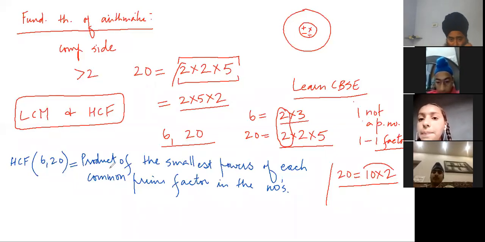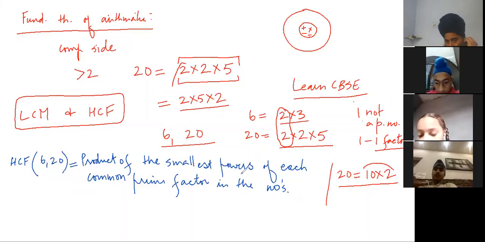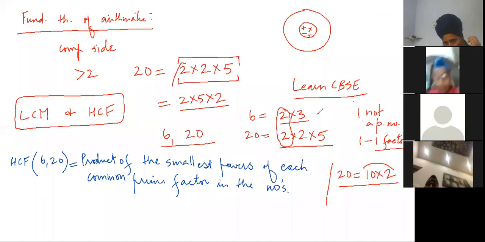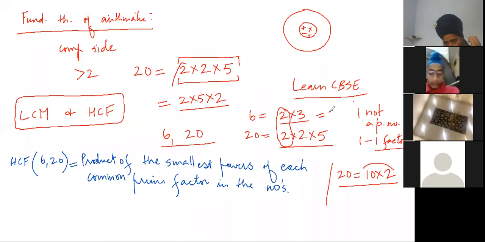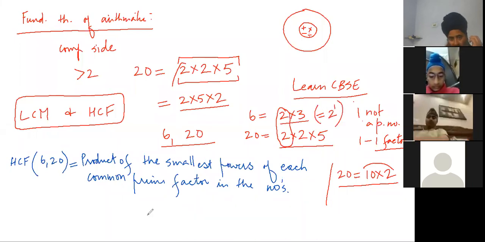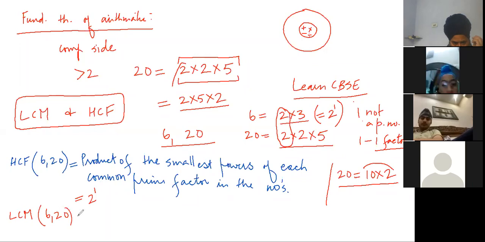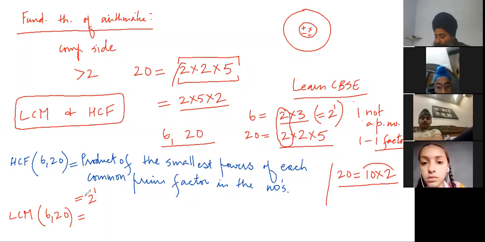Now what is that? Product of the smallest powers of each common prime factor in the numbers. So simply HCF is 2 raised to power 1, that is equal to 2. Right? If you want to find out the LCM of 6 and 20, that is equal to the product of the greatest powers of each prime factor.